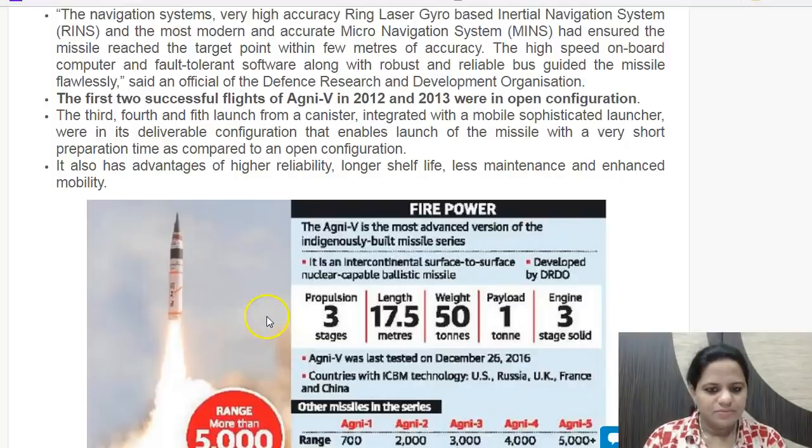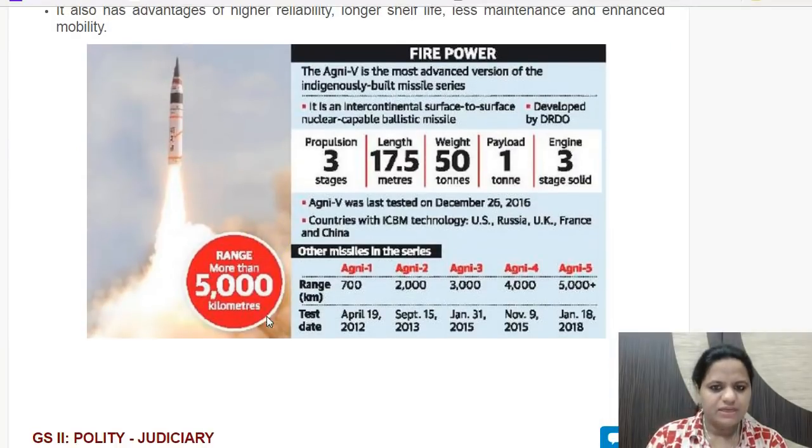Then next, this is regarding the Agni 5 missile. You can see it's the most advanced version of this indigenously built missile series. It's an intercontinental surface-to-surface nuclear-capable ballistic missile developed by DRDO, the Defence Research and Development Organisation. Such intercontinental ballistic missiles are with very few countries like the US, Russia, China, UK and France. India is the next one to have developed this. Other missiles in the Agni series are also shown here with their respective ranges.